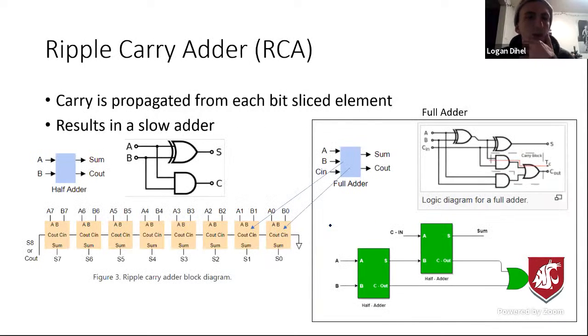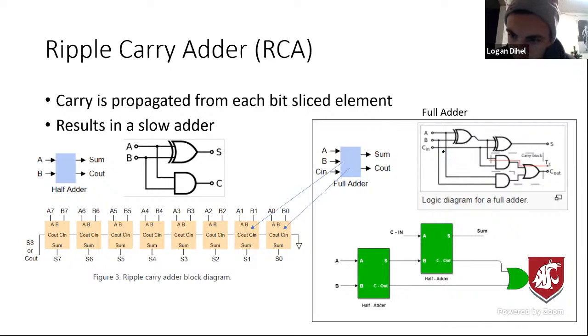All right, so we'll get into adders. We have two different flavors of adders: the ripple carry adder and the carry look ahead adder. The ripple carry adder is the simplest design. We use what are called full adders to add three numbers: some A input, some B input, and some carry input.